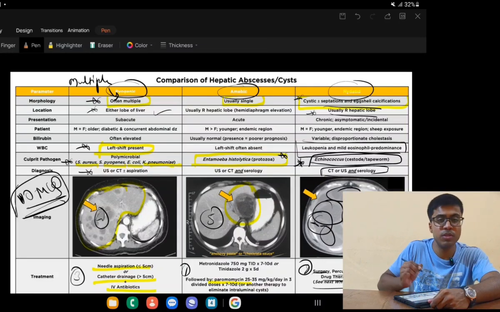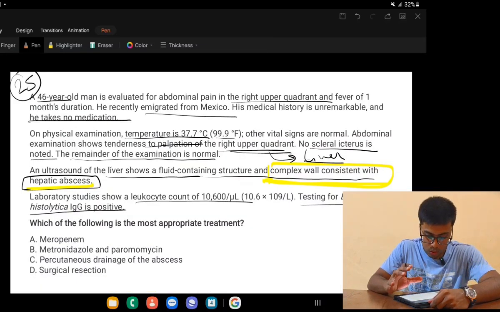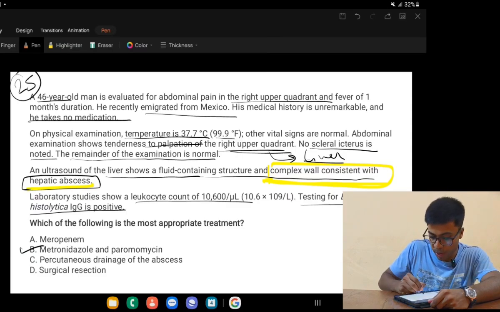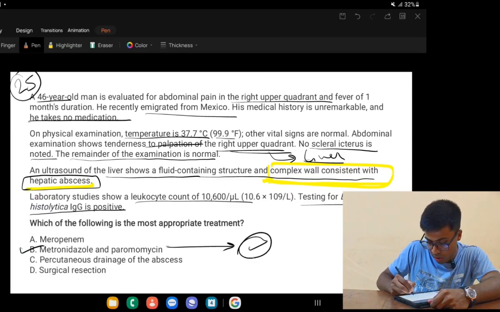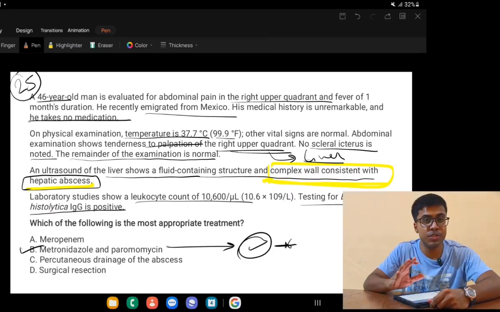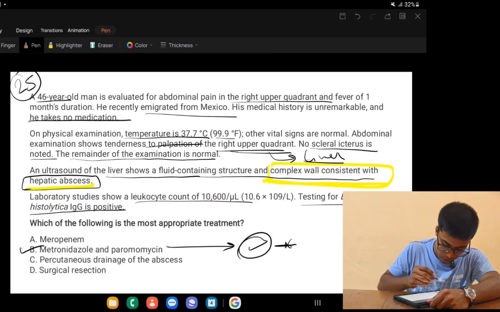So this table is very high yield, and that was the reason for asking this question here. So the answer must be metronidazole and paromomycin. So done with this question, 25th number question. See how many questions, nearly 60 questions, or 60 topics, we have done till now.